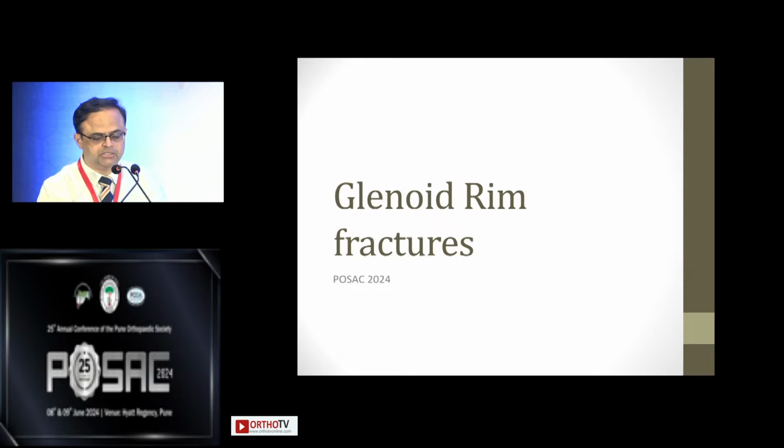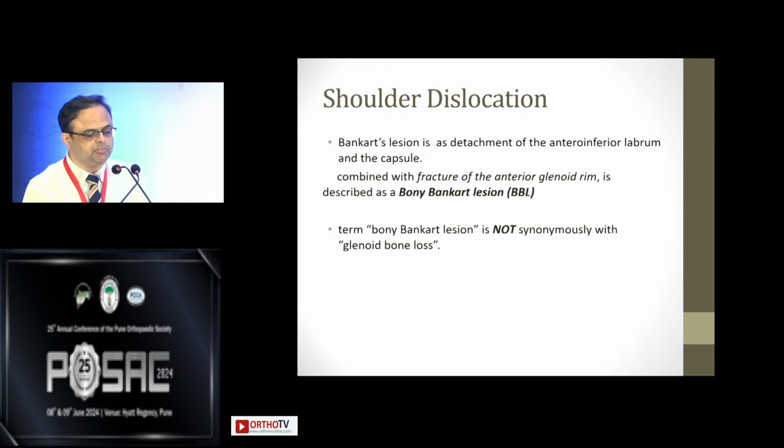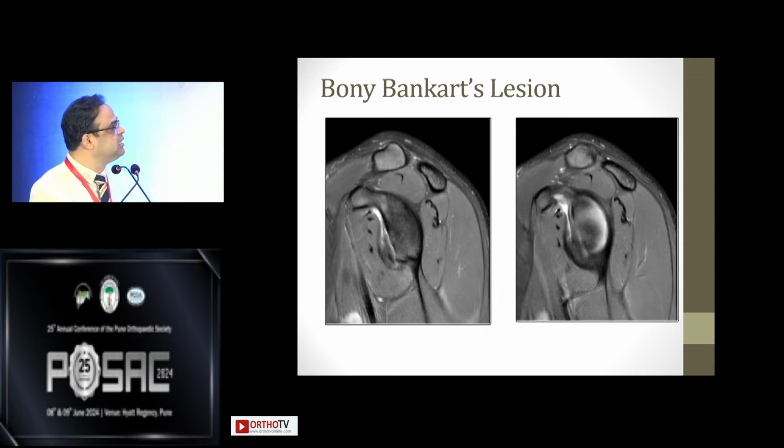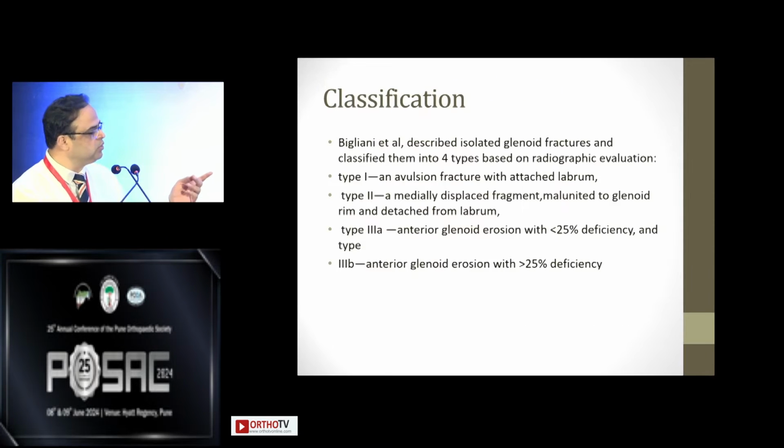Glenoid rim fractures. With shoulder dislocations, the Bankard's lesion, as we know, is a detachment of the soft tissue, the labrum and the capsule. When it is associated with a fracture of the anterior rim of the glenoid, it is termed a bony Bankard's lesion. We need to understand here that glenoid bone loss in recurrent shoulder dislocation is different from a bony Bankard's lesion. This is how the bony Bankard's lesion would look.